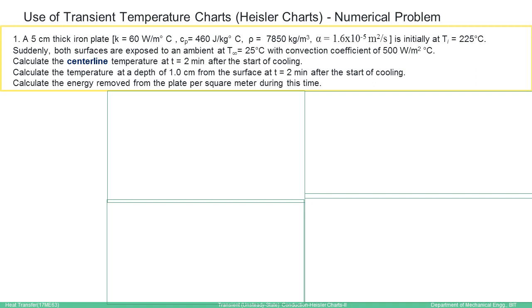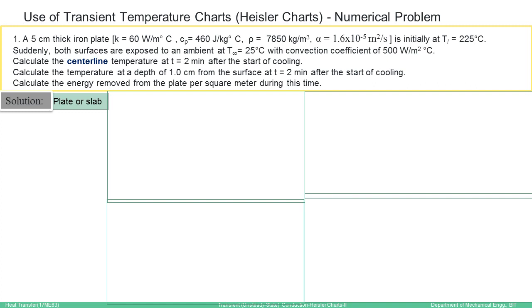Calculate the centerline temperature at t is equal to 2 minutes after the start of cooling. Calculate the temperature at a depth of 1 centimeter from the surface at t is equal to 2 minutes after the start of cooling. Calculate the energy removed from the plate per square meter during this time.